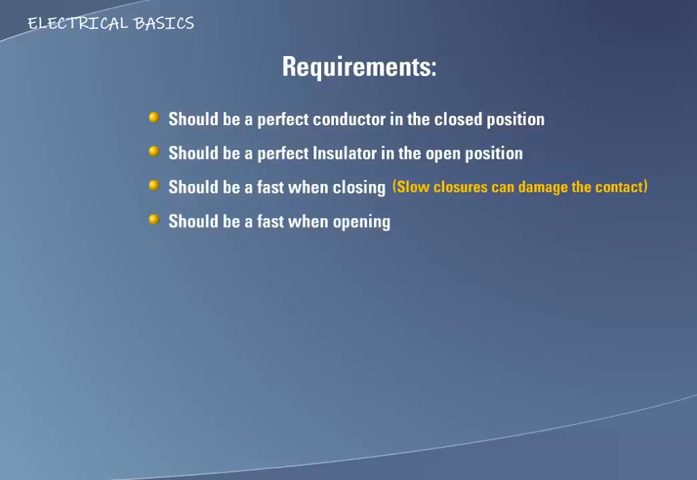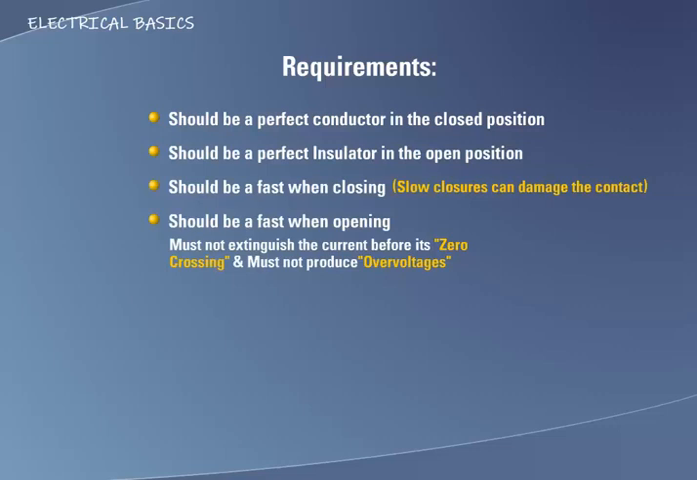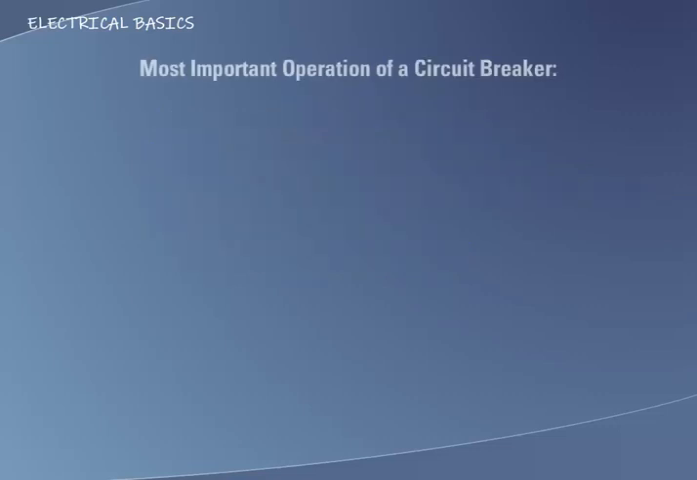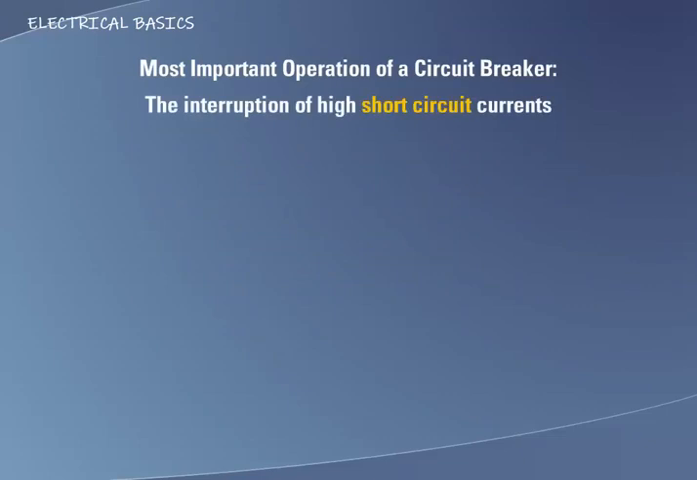It should be fast when opening, but it must not extinguish the current before its zero crossing, and it must not produce overvoltages. The most important operation of a circuit breaker, from the protection aspect, is the interruption of high short-circuit currents. The amount of energy that is dissipated during breaker operation is extremely high.